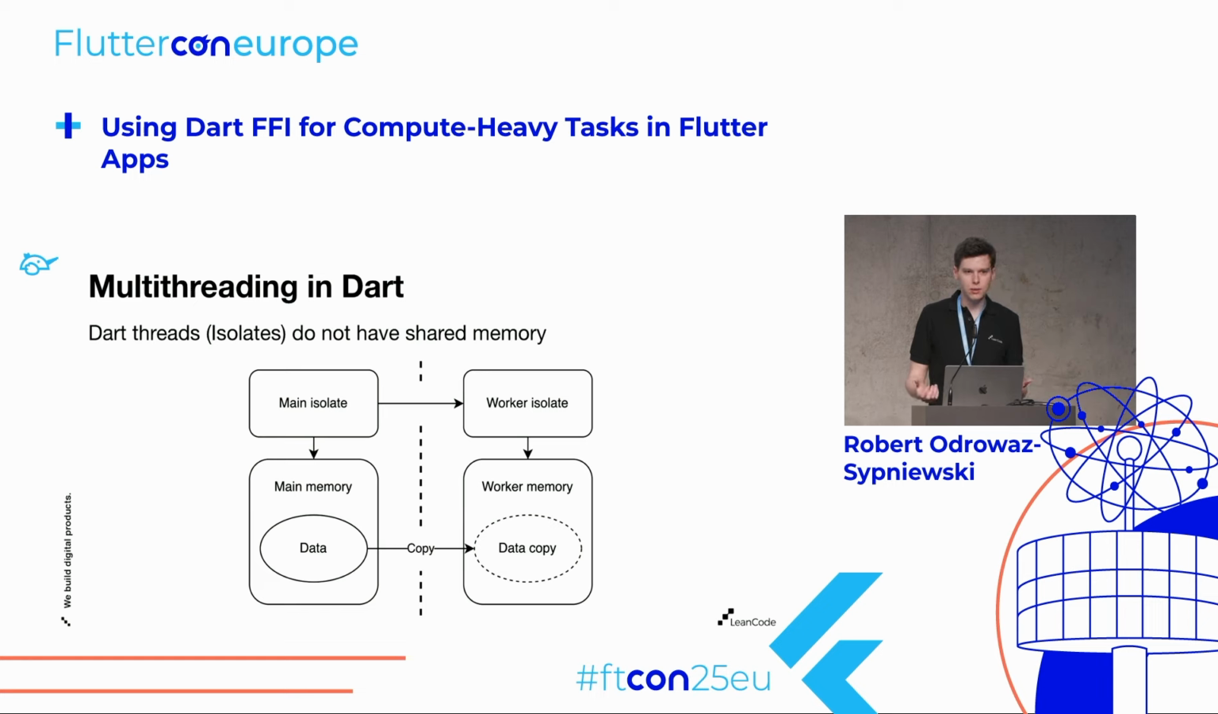And that means that whenever we want to hand over some task to a separate thread, we need to copy data related to this task. And this is a very significant overhead, especially for tasks that require a large amount of input or output data, which makes multi-threading in Dart a lot less performant than it would be otherwise.